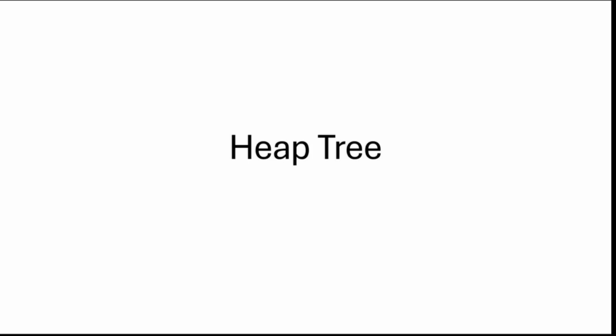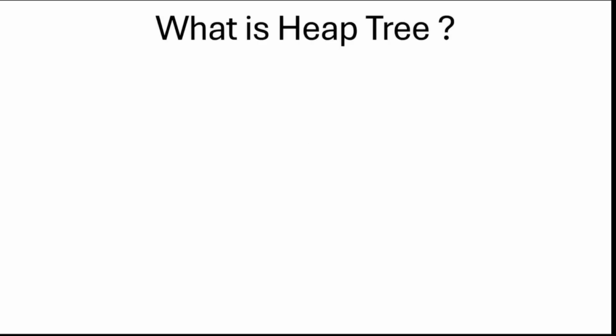So let's start. What is heap tree? Heap tree is a special type of binary tree. We know that binary tree is nothing but that each node can have maximum two child nodes, like left and right. So heap tree is a type of binary tree only, but it has special properties. So it satisfies two special properties.